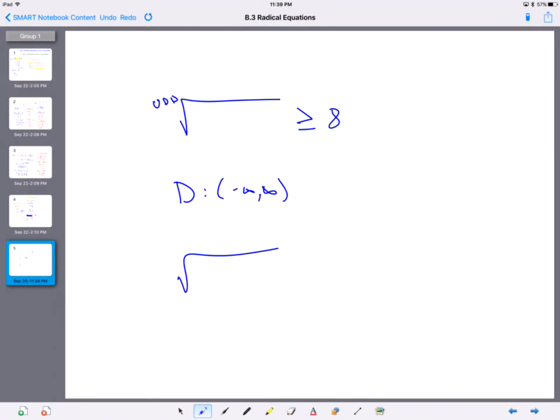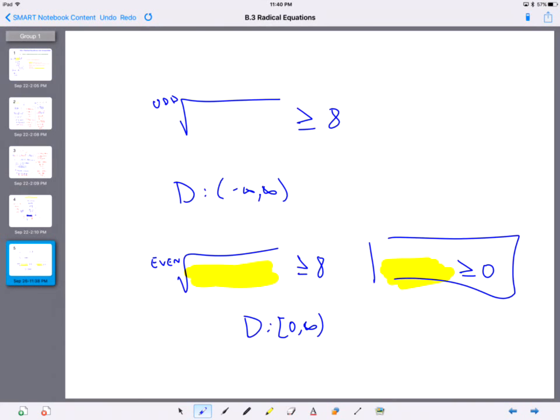If you have an even index, then no matter what is underneath there, that expression must be greater than or equal to 0. So your domain would be all values greater than or equal to. Now that's for your parent function. So once you plug that in and set it up over here, you can actually solve for what those x values are. We can discuss that a little bit more in class as well.